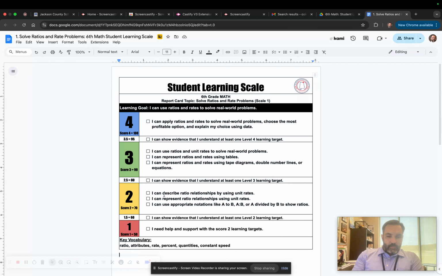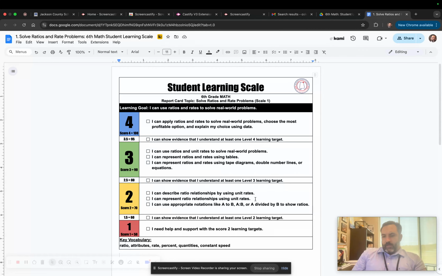Level 2 will relate to a 70. Level 4 up here will relate to a 100. But basically, these are the things your child has to be able to do to earn that grade. So on sixth grade math, scale number 1, to earn a level 2, they need to be able to use appropriate notations like A to B, AB, or A divided by B to show ratios. They need to represent ratio relationships using unit rates, and they need to be able to describe ratio relationships using unit rates.